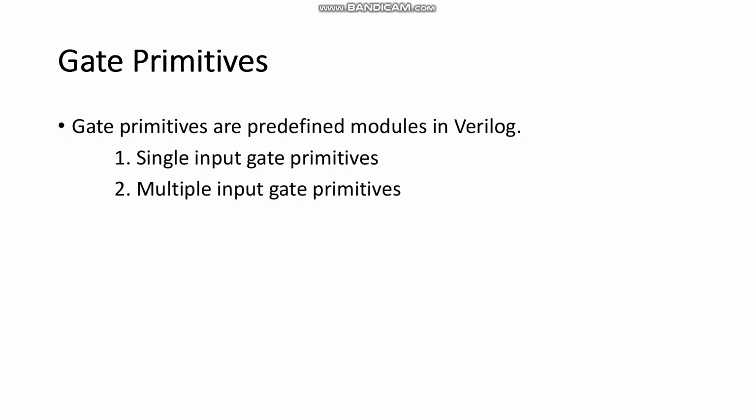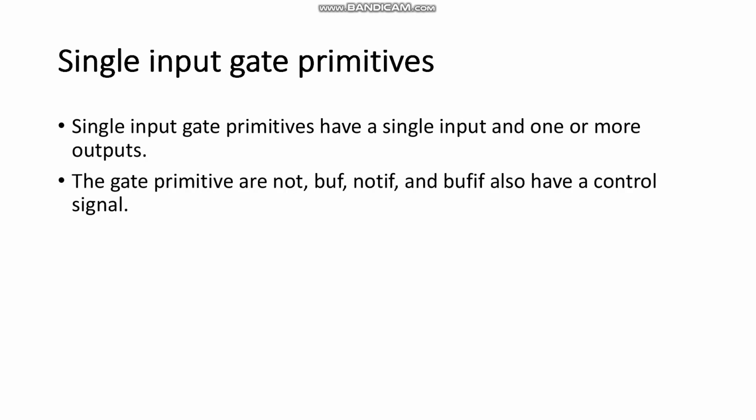In gate level modeling we have two primitives. The first one is single input gate primitives and the second is multiple input gate primitives. Single input gate primitives have a single input and one or more outputs. The gate primitives include not, buf, notif, and bufif, which also have control signals.